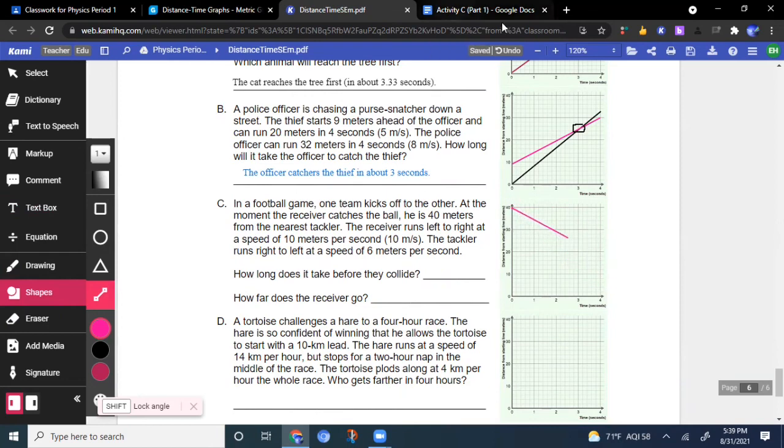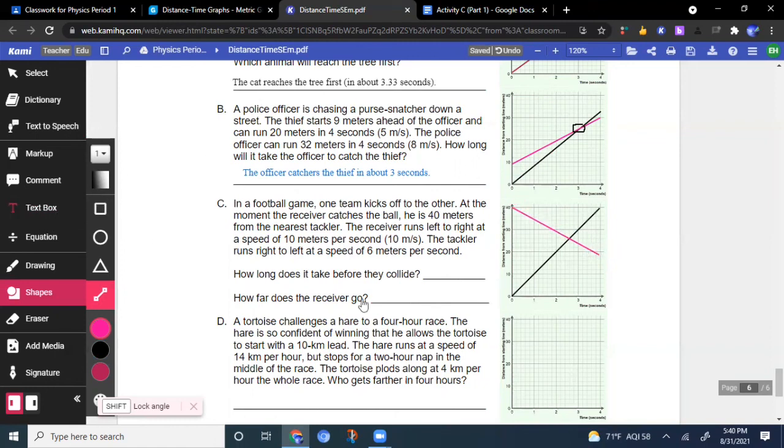Oops, sorry, I have the wrong one there. The receiver is running forward 10 meters per second. The tackler is running from right to left, meaning in the negative direction, at 6 meters per second. So that's the one where we're starting 40 meters ahead, and we have a slope that goes down 6 over 1. That would put us about right here.